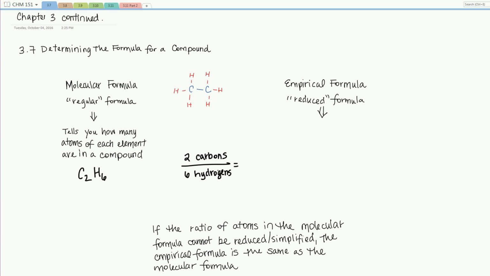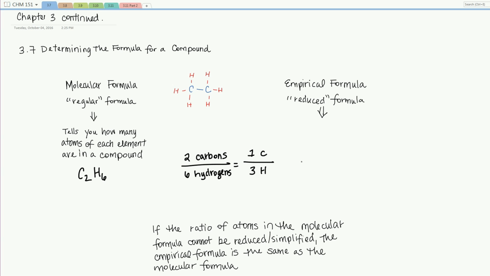Now we can look at this just like a fraction. The empirical formula is the reduced or simplified formula. If you were going to do this in a math class, you would reduce it by the least common multiple, or whichever number can be divided into both. So we can divide both numbers by 2 and get 1 carbon for every 3 hydrogens. Remember, we divided the 2 by 2 and the 6 by 2. This ratio gives us our empirical formula.